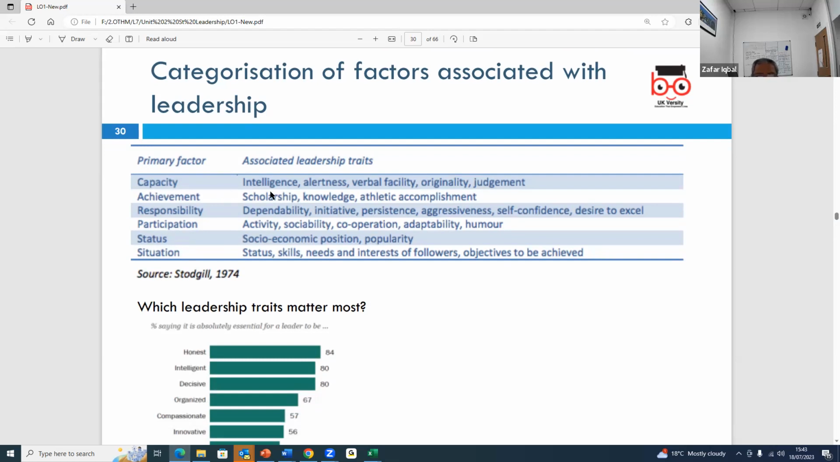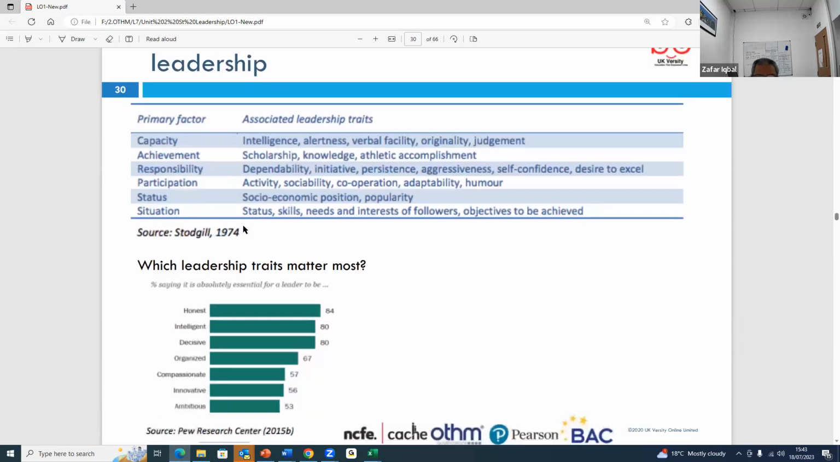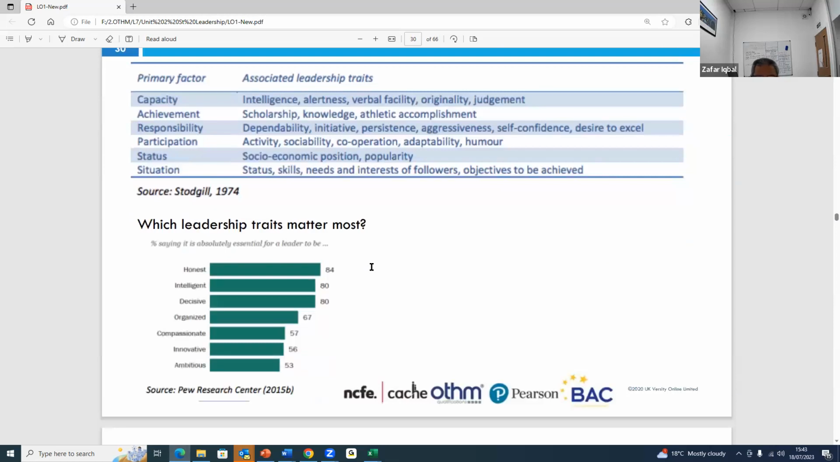Different leadership traits go with everything. Okay, which leadership traits matter most? It depends on the circumstances and on other factors. So there is no clear-cut leadership trait. There is no leadership trait which matters most.